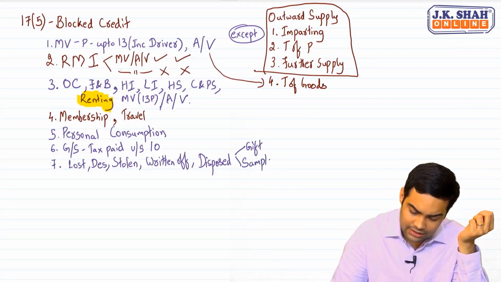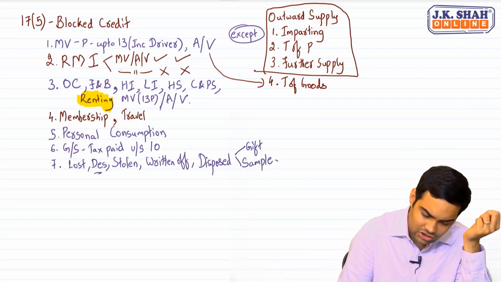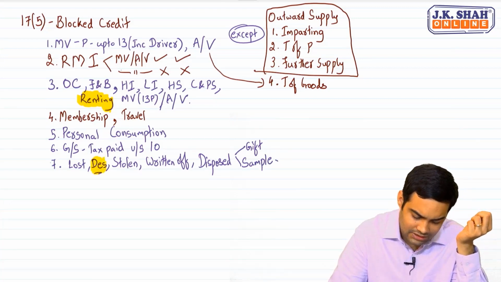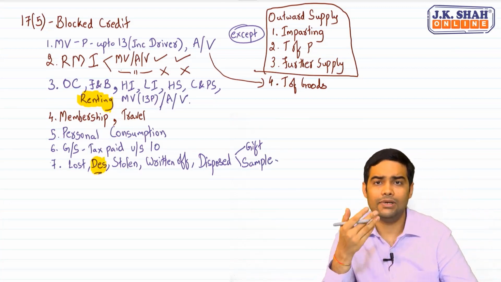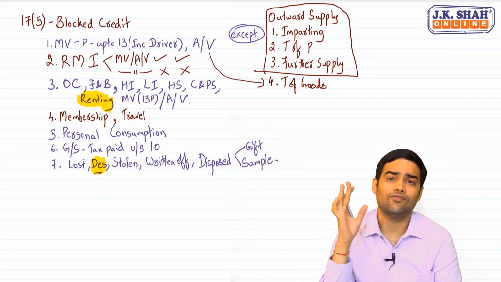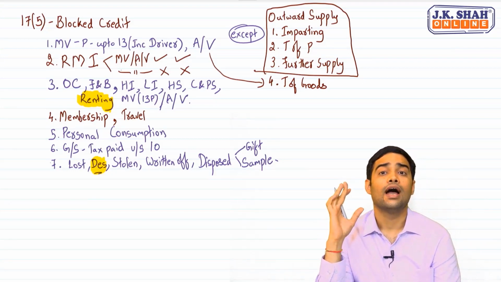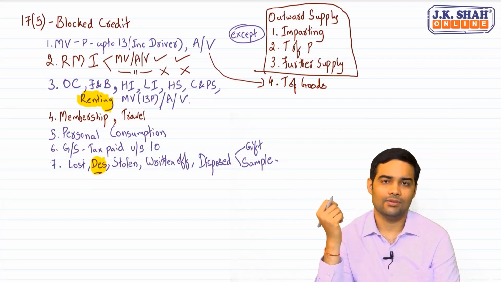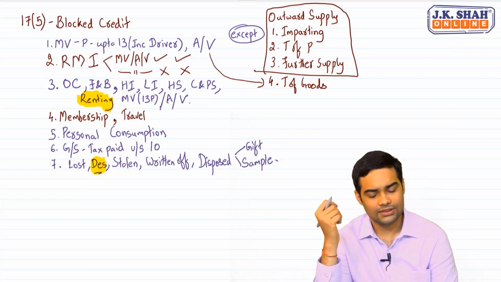Remember, disposed as gift or sample, then ITC is not eligible. Now remember, the law uses the word destroyed, it does not use the word damaged. If the goods are damaged and thereafter you can sell them, in such cases obviously it does not fall under the category of block credit. ITC will be eligible. Clear with this?